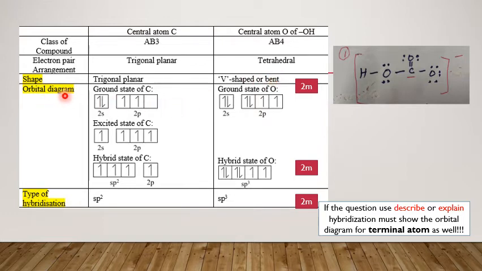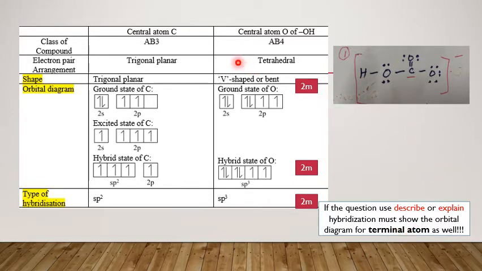Okay, now the orbital diagram. Before you proceed to the hybridization diagram, you must show the orbital diagram for the central atom. For this time, you just need to show it for the central atom. But if the question uses the word describe or explain hybridization, you must show the orbital diagram for the terminal atoms as well. Actually, for this question, if you want to show, it doesn't matter, because you just need to show for the hydrogen and oxygen. Hydrogen 1s, oxygen 2s2, 2p4. That's all. But for the oxygen, one is O, another one is O negative ion. You refer to the Lewis structure for the terminal atoms.